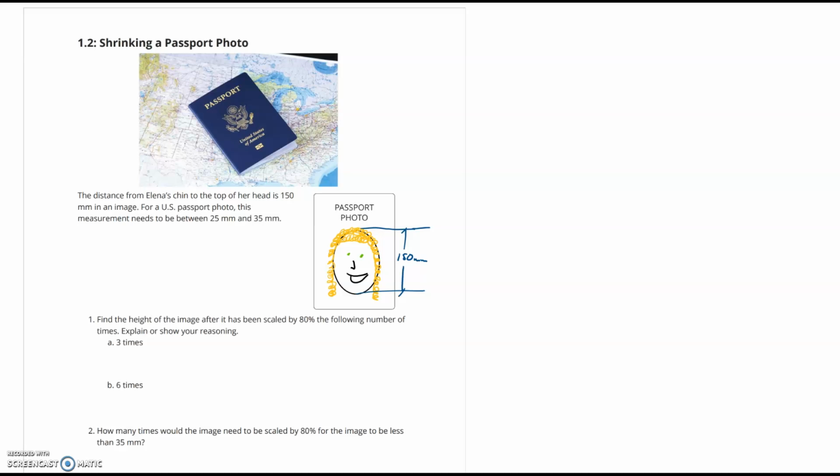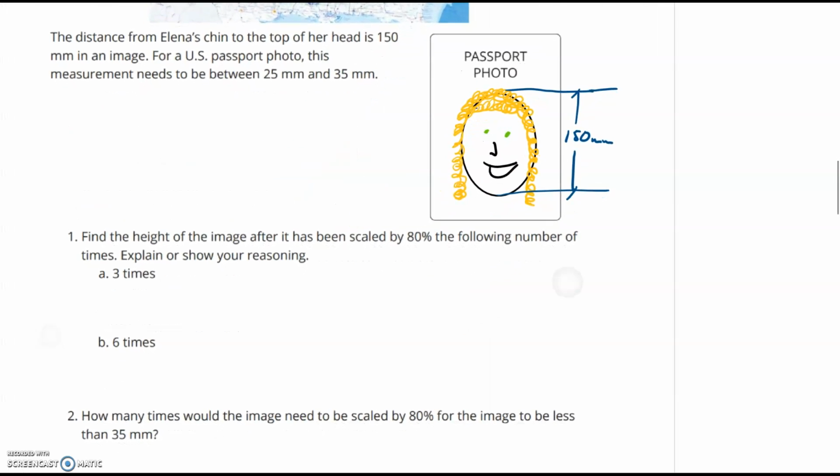So here we go. The distance from Elena's chin to the top of her head is 150 millimeters in an image, and I've taken the liberty to pre-draw Elena's beautiful picture. For a passport photo, this measurement needs to be between 25 millimeters and 35 millimeters. What we want to do is problem number 1 here. It says find the height of the image after it has been scaled by 80% the following number of times, and explain or show your reasoning.